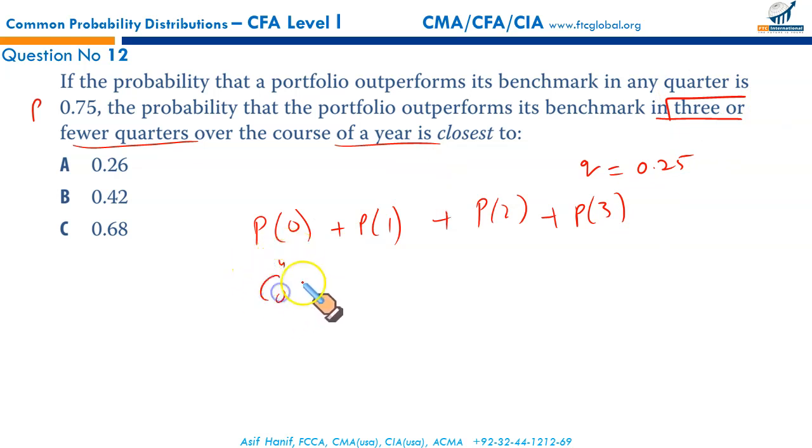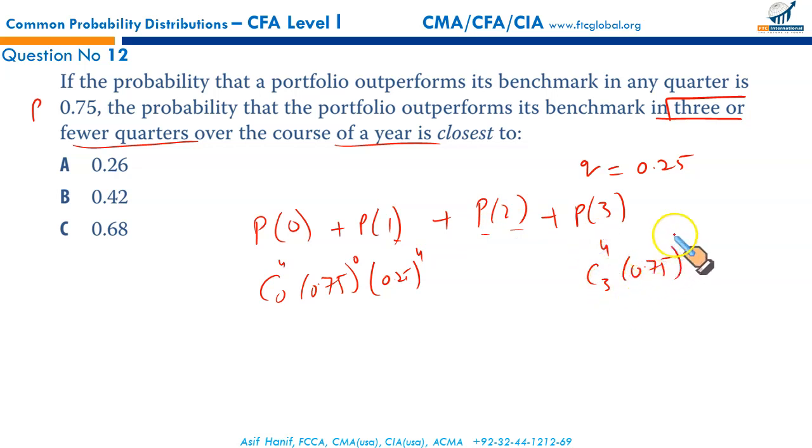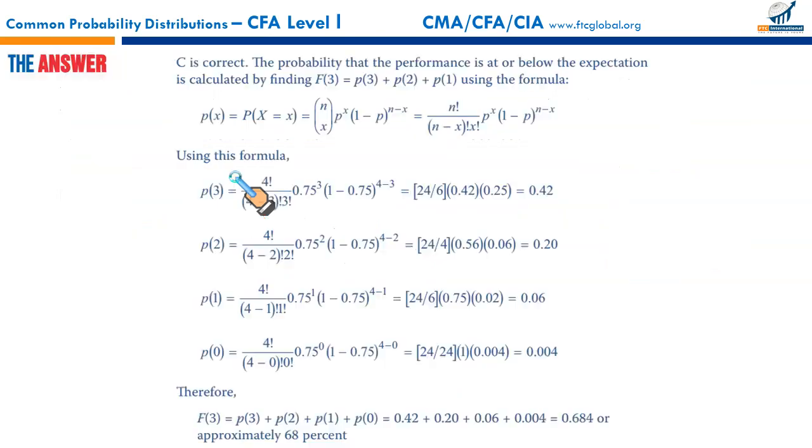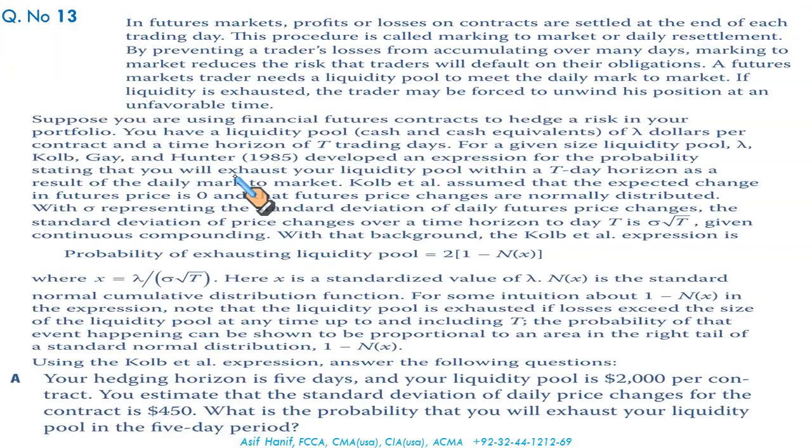So what you will do here: 4C0, 0.75 raised to the power 0, times Q, which is 0.25 raised to the power 4 minus 0, that is 4. You will do the same for the others, and the last one will be 4C3, 0.75 raised to the power 3, and Q, that is 0.25, raised to the power 4 minus 3, which is 1. So you will calculate each of these, and if you add all these numbers, your result should be equal to 0.684 as given in the solution, and that would make C the correct option. Fairly straightforward question. You need to know how to apply the right formula in the right place, and there you go.